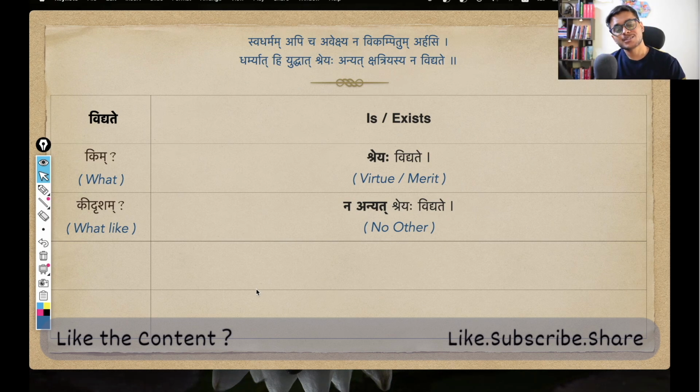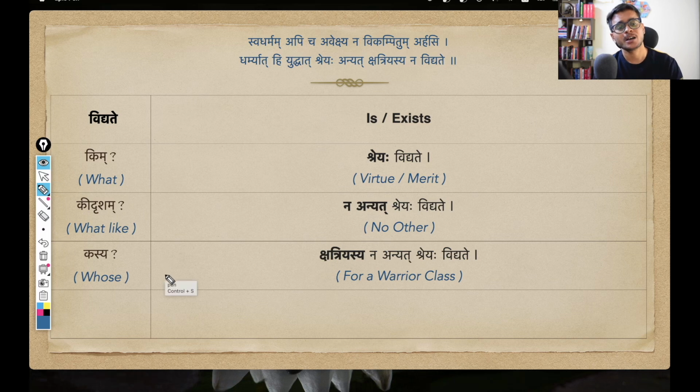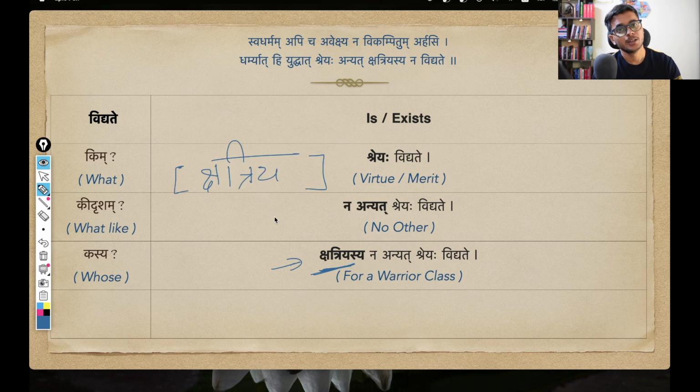Okay, so now we can ask the question: for whom are we talking about, that no other virtue exists? So I'm asking the question, kasya na anyat shreyah vidyate. And the response we get is kshatriyasya na anyat shreyah vidyate. And kshatriyasya means for the warrior class, because this kshatriyasya is coming from the pratipadika kshatriya. And kshatriya in shashti vibhakti ekvachanam becomes kshatriyasya.